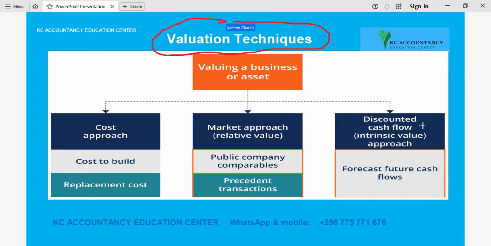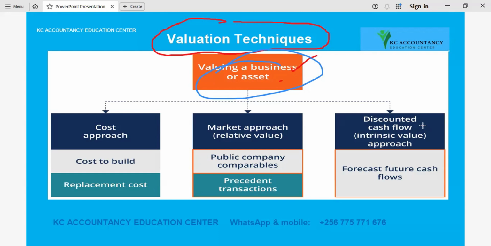These techniques are the valuations that we use when valuing a business or valuing an asset. Some of those valuation techniques, as you can see, are the ones that we have. But for this course, we are basically going to focus on three, but we are going to look at two for now.